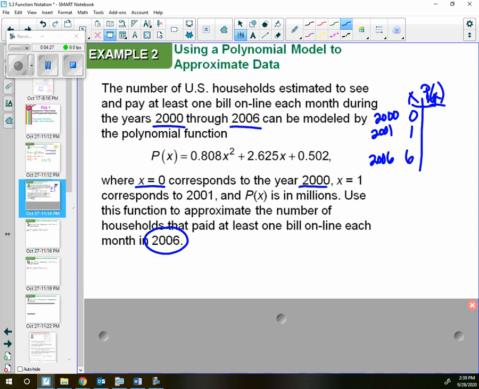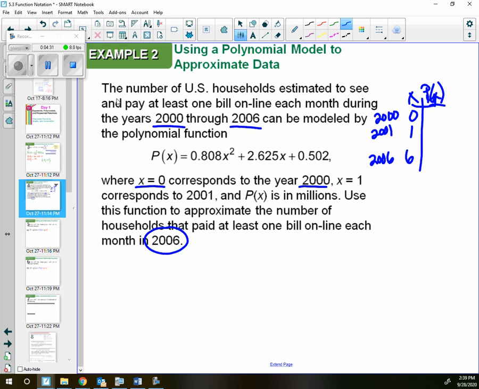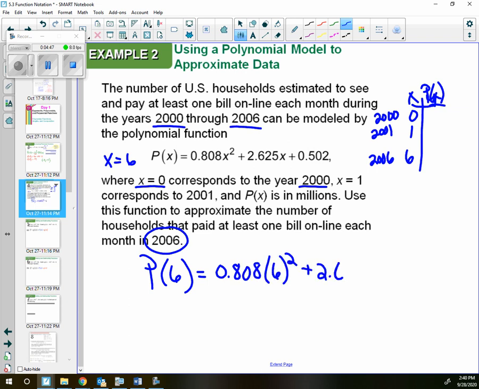So how would we figure out how many households paid at least one bill online in 2006 each month? Well, we're going to evaluate this function at 6. So we're going to do p of 6. Remember, that's our input value. The x is going to be 6 for 2006. So that means I'm going to be doing 0.808 times 6 squared plus 2.625 times 6, just substituting 6 in for every x, and then plus 0.502.